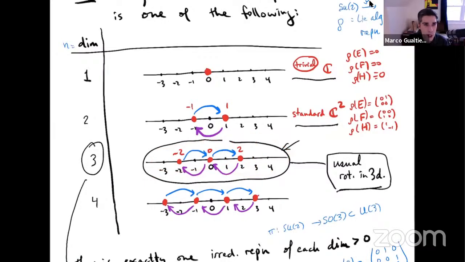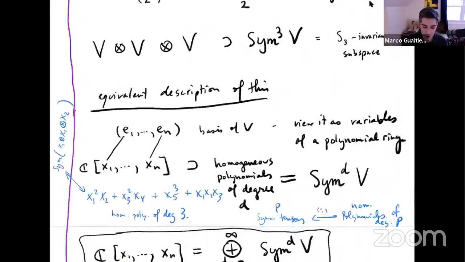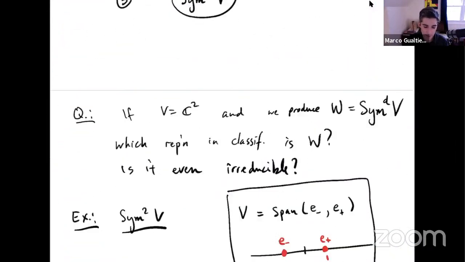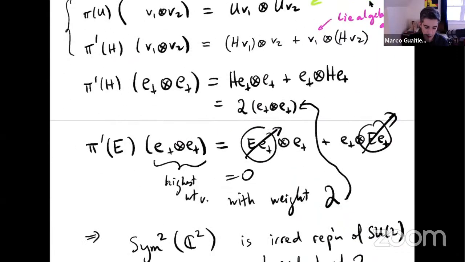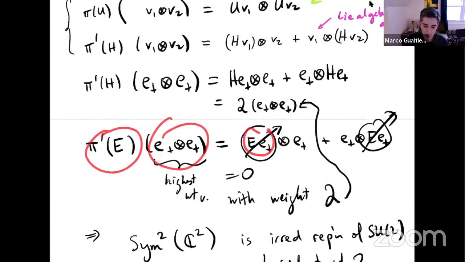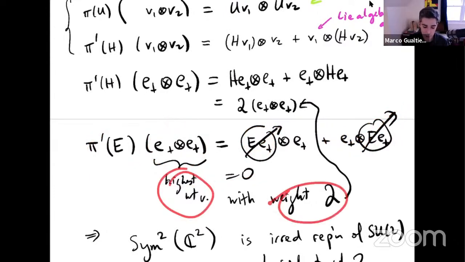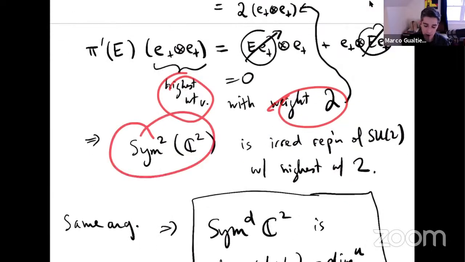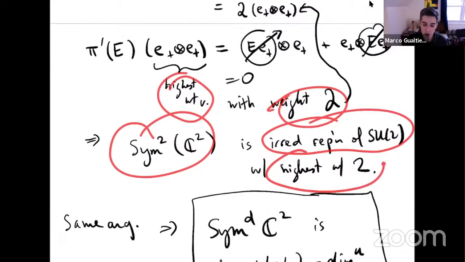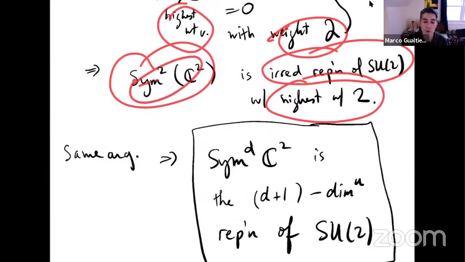The only thing we need to check is that it is actually a highest weight vector. So let's apply E to it. You apply E to it, we get E times E plus, that's 0, plus E plus tensor E times E plus, that's 0 as well. So it's killed. Therefore, it's a highest weight vector. So we found a highest weight vector with weight 2. Therefore, it must be the irreducible representation with highest weight 2, just because there's no other thing it could be.